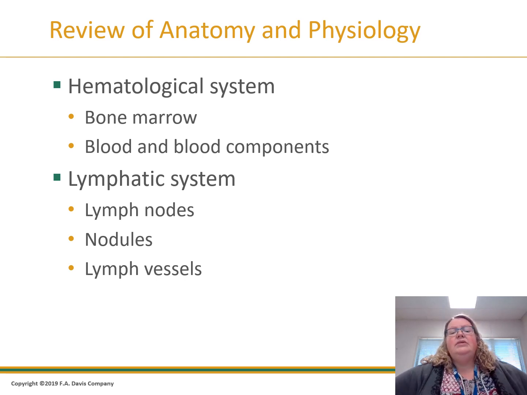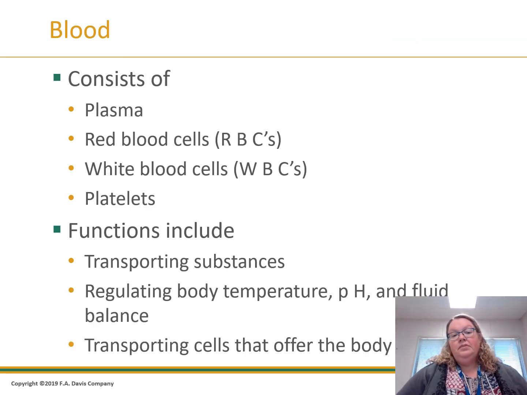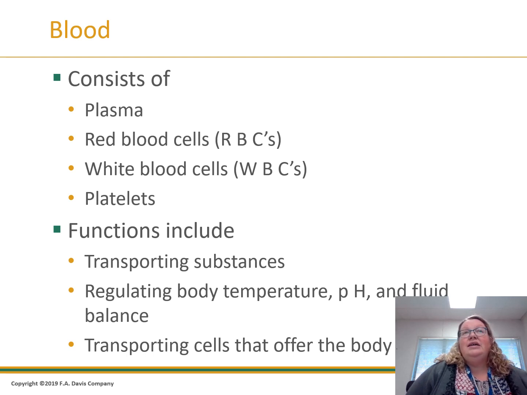The lymphatic system consists of lymph nodes, nodules, and lymph vessels. All right, so the blood consists of plasma, which is basically the water of the blood. It is just the medium that holds everything. It's important because it tells us somebody's fluid status. If the plasma is low, that means everything is really thick and hard to maneuver through all the vessels. Our hematocrit gives us an idea of what the plasma percentage is to the red blood cells and the rest of the blood content.